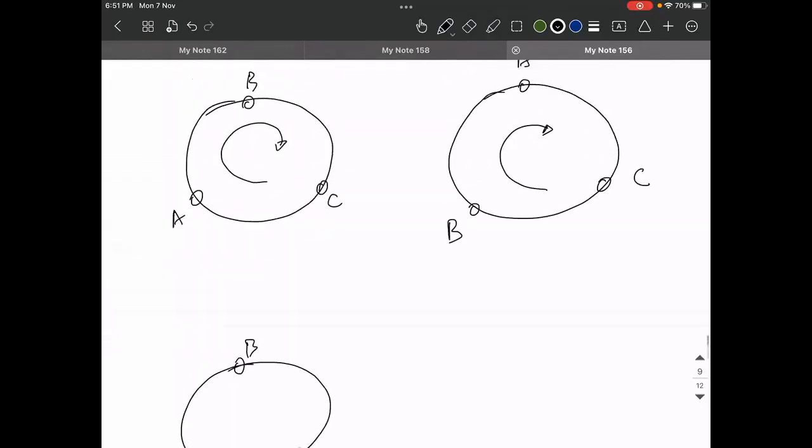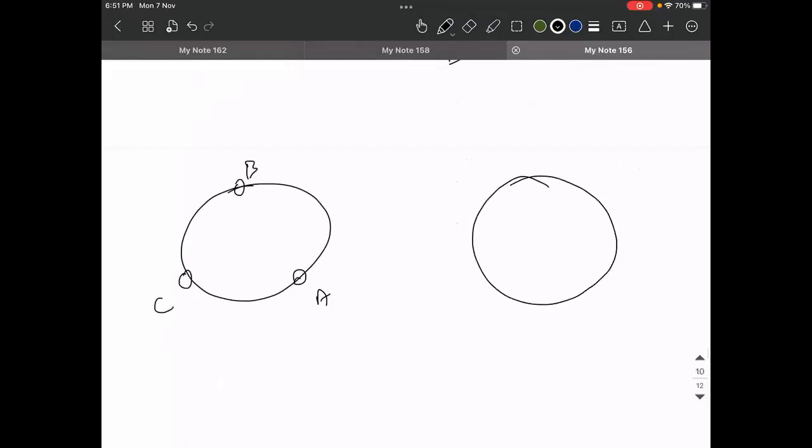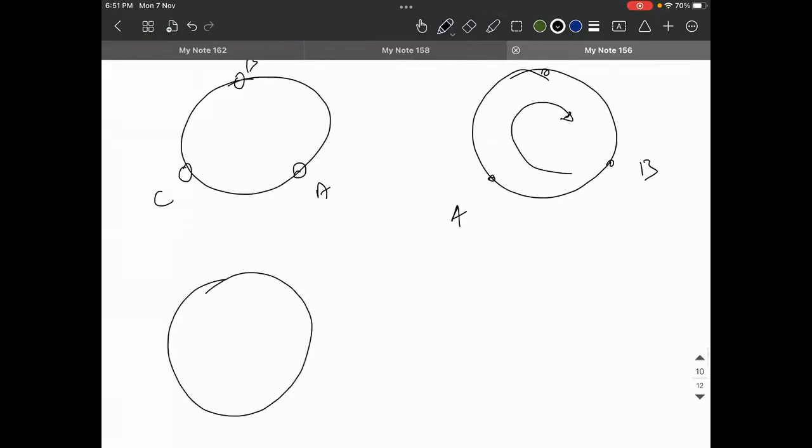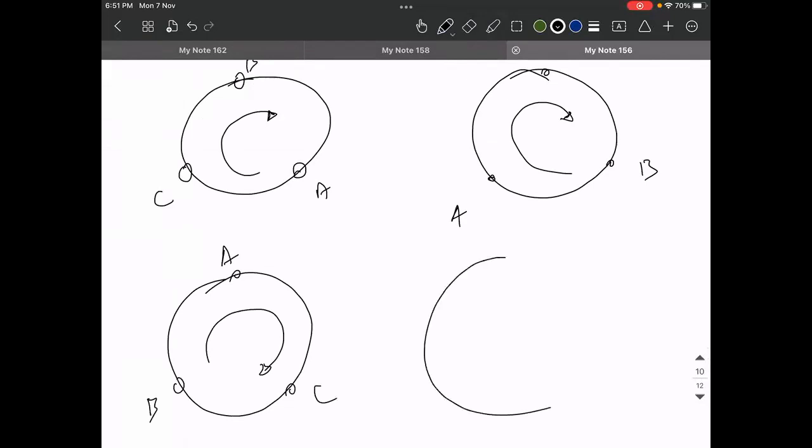Okay, ACB. Let's write ACB. Whatever you are saying, I'll just keep writing, right? Anything else? We'll see the difference. Just keep telling me all the combinations. BAC, okay. Anything else that you feel is left out?